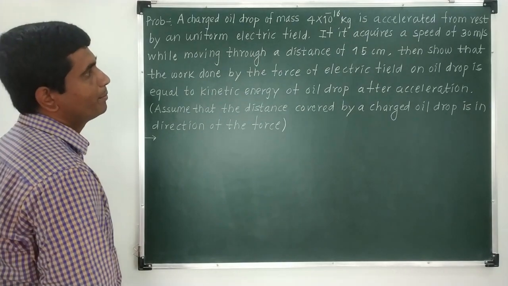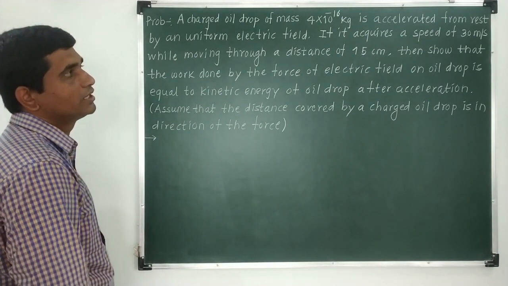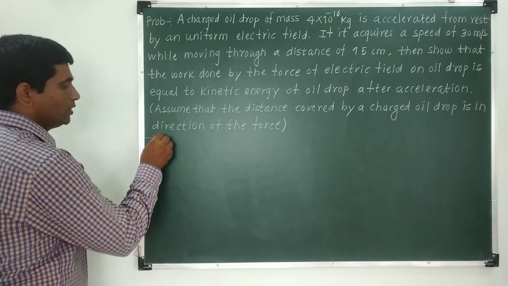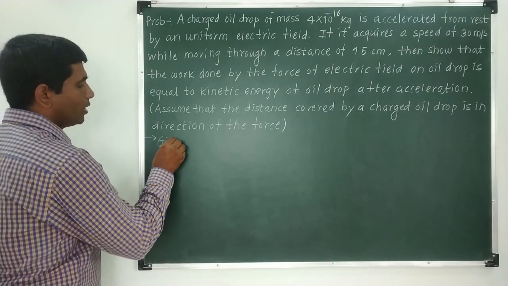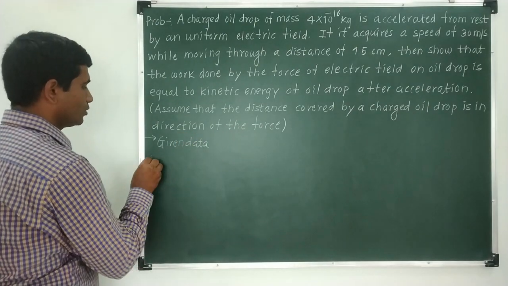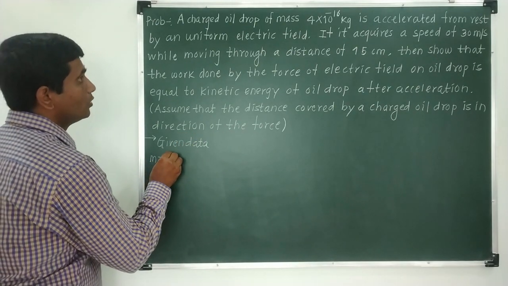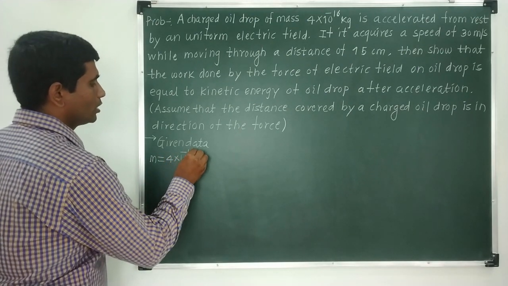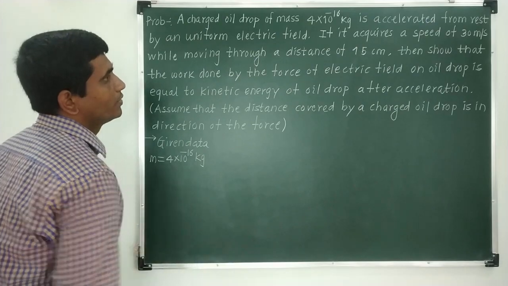A charged oil drop of mass 4 into 10 raised to minus 16 kilogram is accelerated. Okay, first of all we'll write down the given data. So mass of the oil drop is given. So m is equal to 4 into 10 raised to minus 16 kilogram. This is the mass of an oil drop.